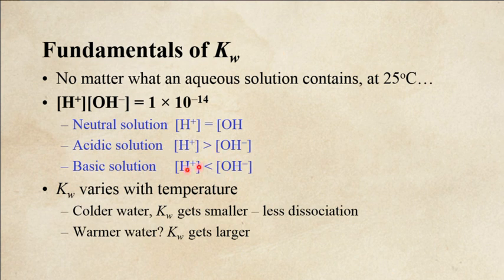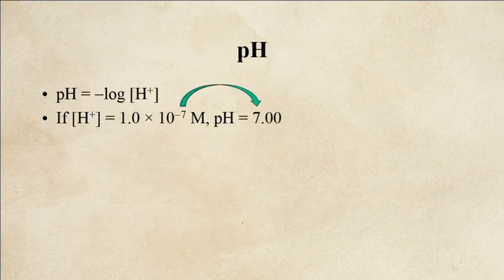Kw does vary with temperature, and this is what I was mentioning on the last slide. The cooler the water, the lower the temperature, Kw gets smaller, and you have less dissociation. You have to think about what that would mean for your ion product constant. For warmer water, Kw would get larger. What that essentially means is your pH plus pOH doesn't necessarily always equal 14, and we'll get into that in class.